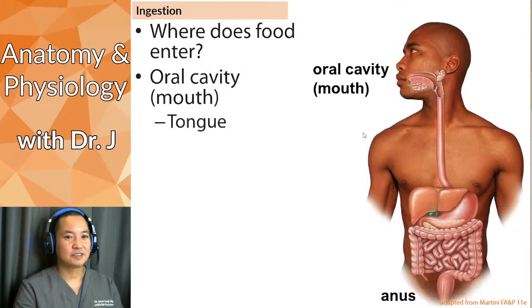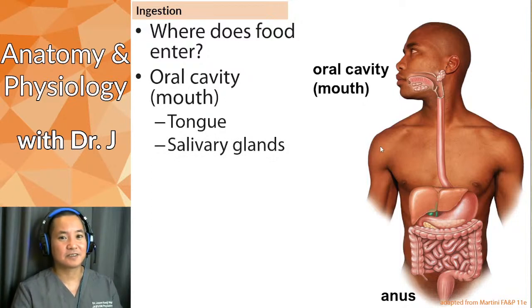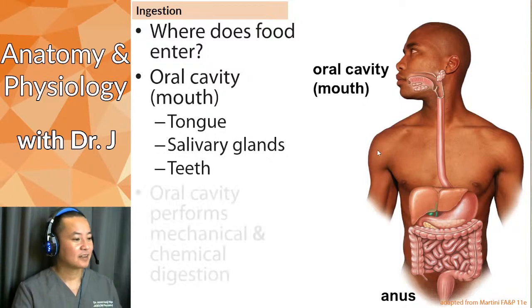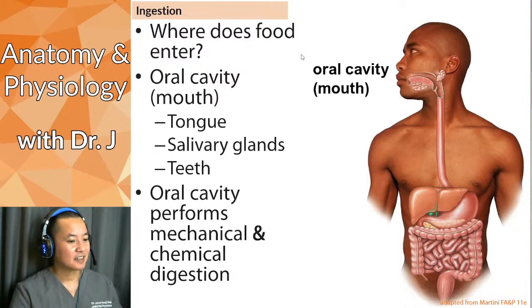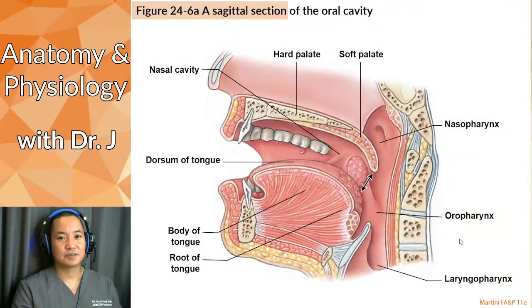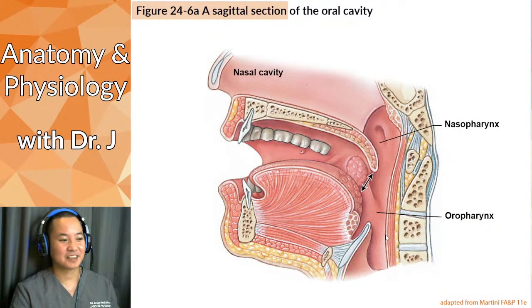Now, what else do you find in the mouth? You find the tongue, you find salivary glands, and you also find teeth, right? But the oral cavity, again, that very first important step, is going to perform both mechanical and chemical digestion. Okay, so here's an overview of the anatomy of the oral cavity, and I'm going to explain how I think that guy was able to do that trick.